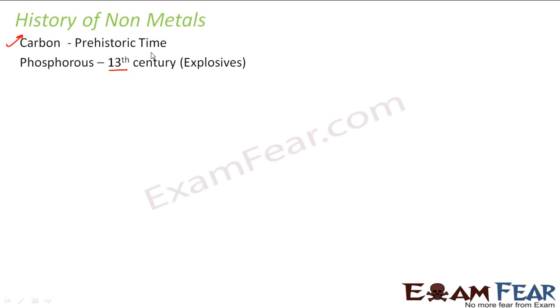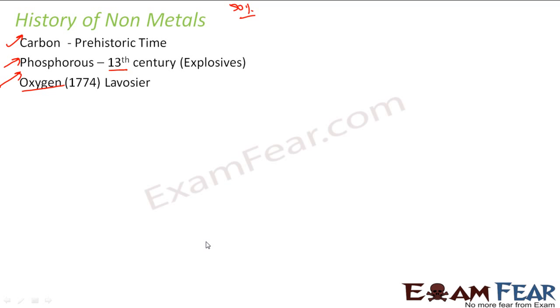The only one was carbon, and then phosphorus was found in the 13th century, and it was used to make explosives. And after that, the next non-metal that was found or given a name was oxygen. And please note, the name oxygen itself was coined in 1774, not very old. Oxygen is 50% of the earth, right? But the name was not given. Why? It is not visible. Nobody knew it existed, right?